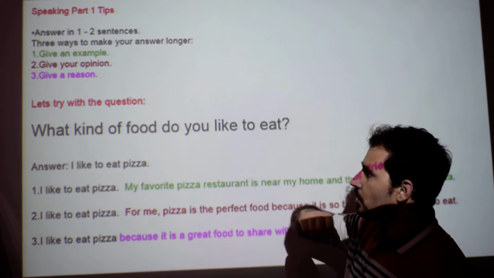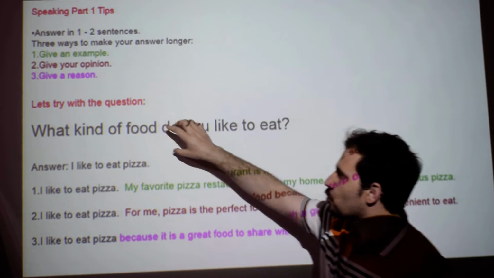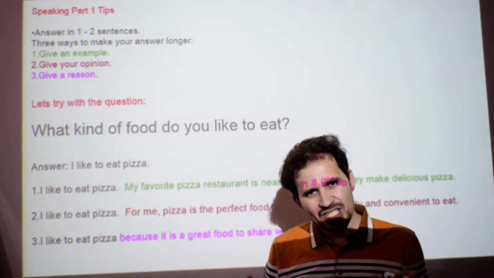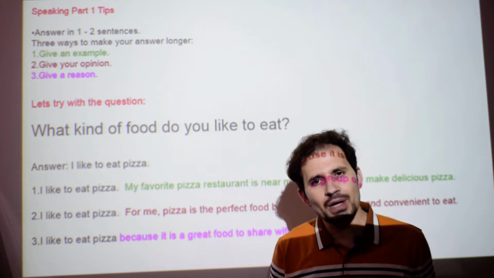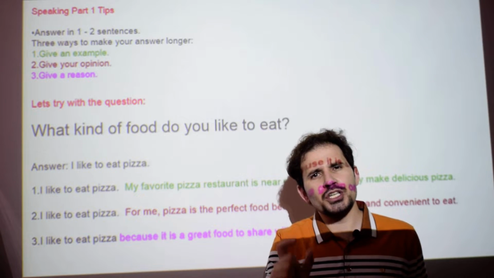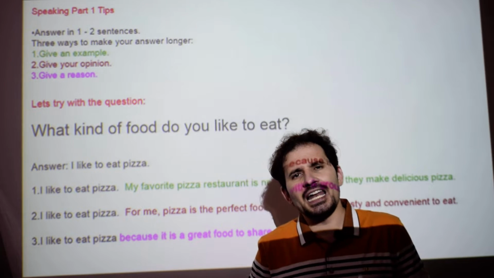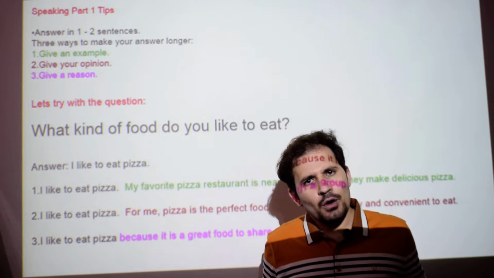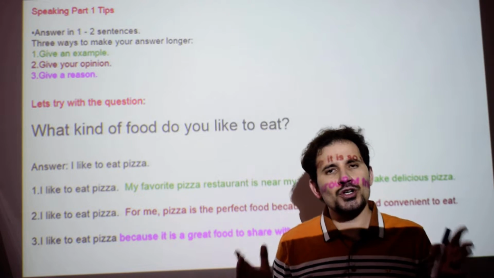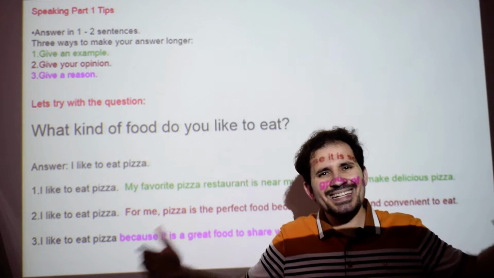Now let's come. For example, the examiner asks you this question: what kind of food do you like to eat? This is the type of question the examiner asks you. Now, if you give a short answer, you will not be given a good band by the IELTS examiner. For example, if you say, I like to eat pizza, this is not enough of an answer for the examiner. He does not want only this much information. He wants you to make your answer a little bit lengthy.